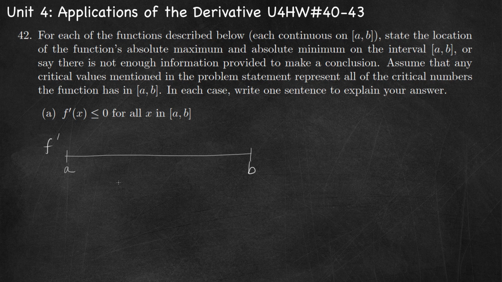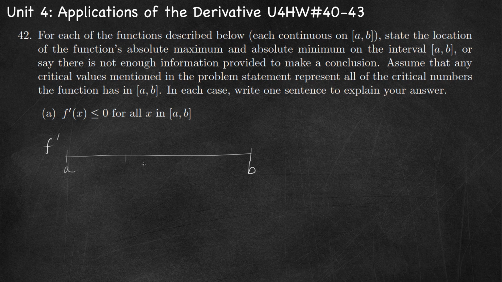But just knowing that the derivative is less than or equal to 0 really doesn't help us find an absolute minimum. Because f could potentially not ever equal 0 on this interval from a to b, or it could equal 0 100 times.